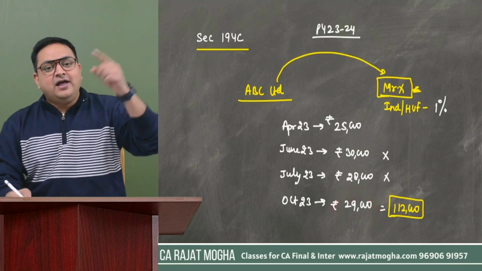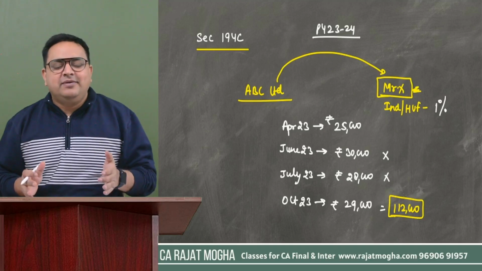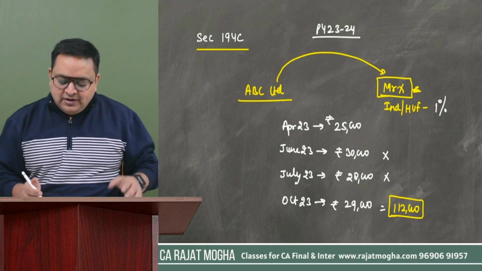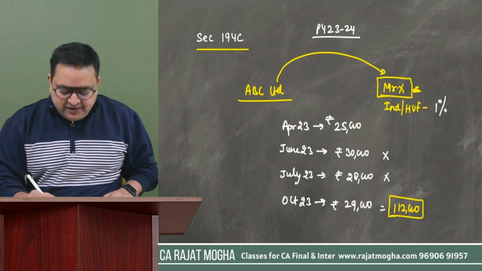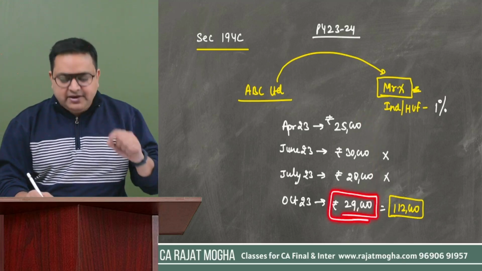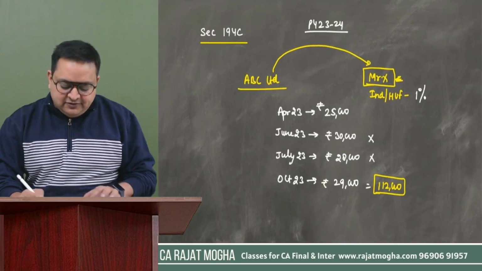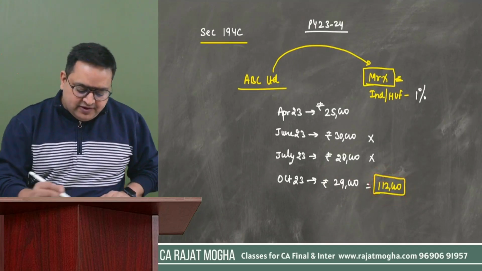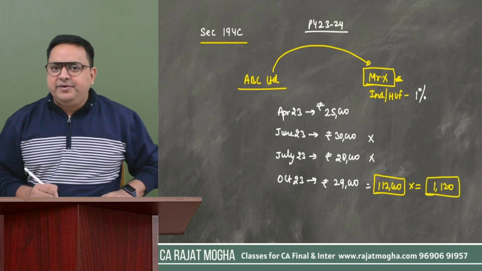No. The entire payment which you have made during this previous year, the entire payment which we have made earlier also, we will take that into consideration also. So whenever we will be paying this person 29,000 rupees, we will deduct 1% TDS on 1,12,000. How much would it be? 1,120 amount we will be deducting.